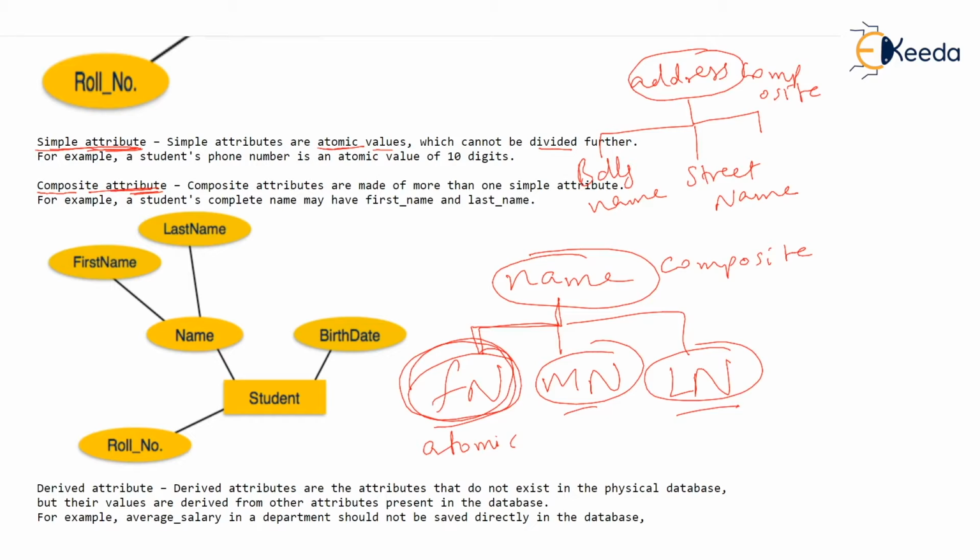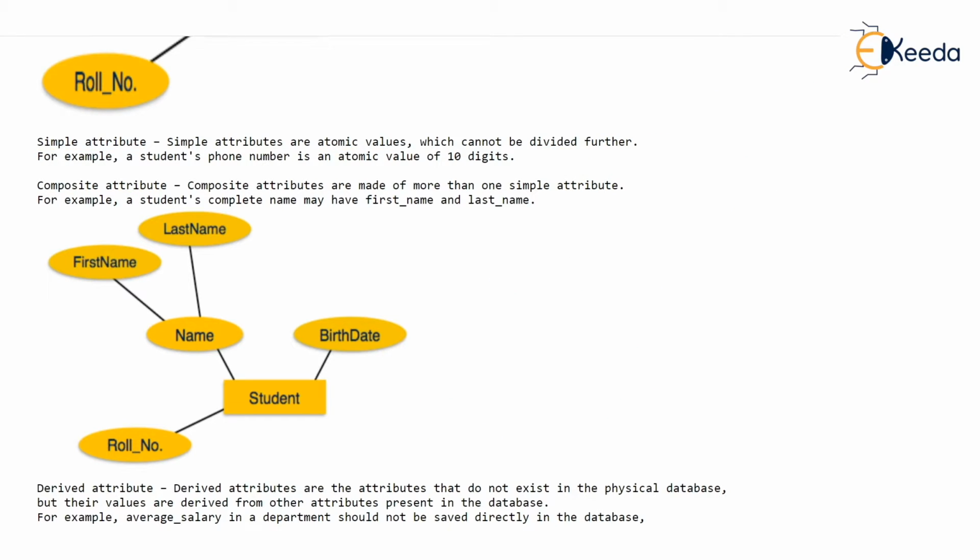So how do you show composite attributes? You just check a student is an entity and student has name, but name is compositely made of first name and last name. I have not shown middle name here. And student has birth date, student has roll number. Now birth date also could have been composite. Like birth date is made up of day, month, and year.